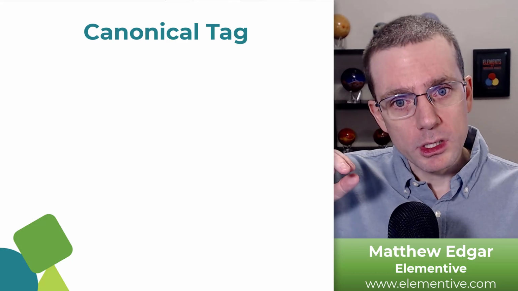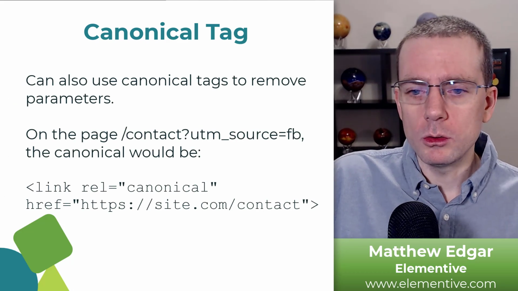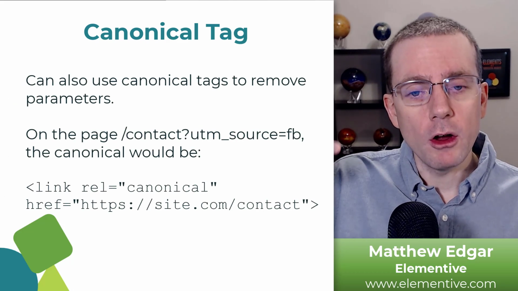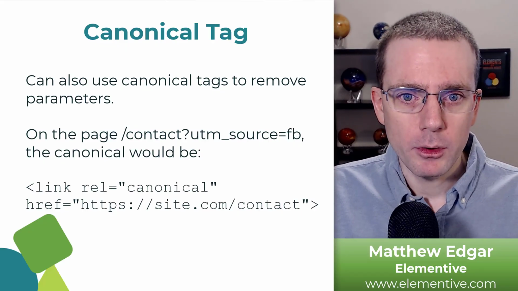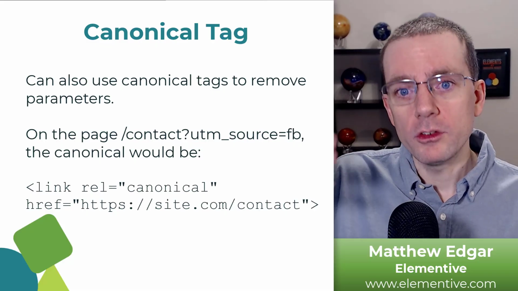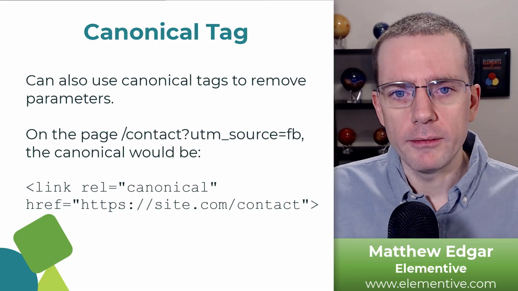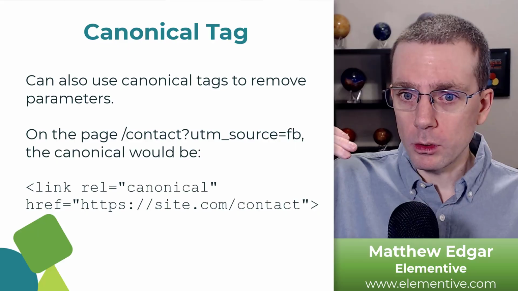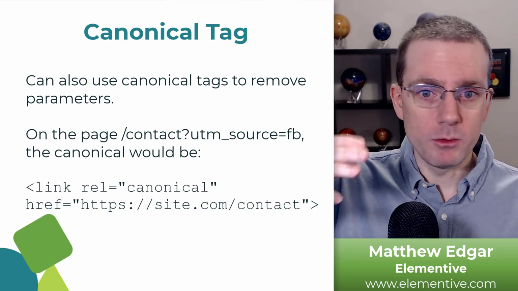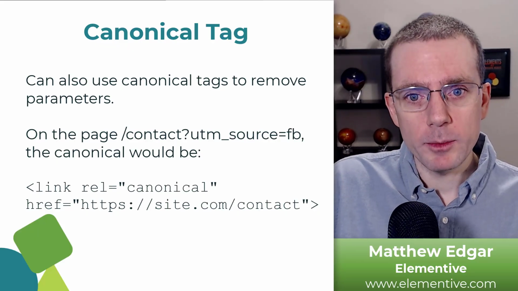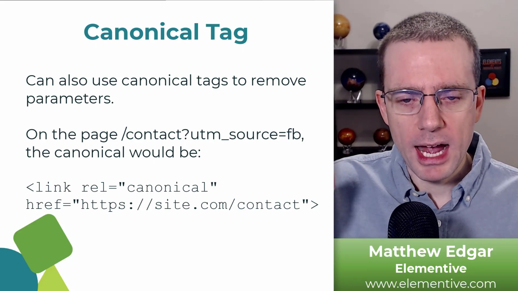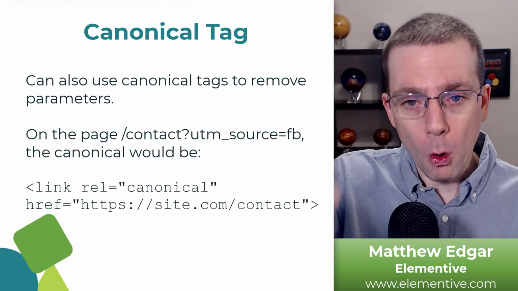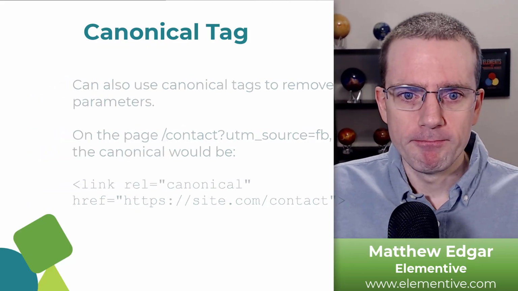But you can also use a canonical tag to remove parameters that are attached to URLs. For example, pages with tracking parameters would canonical to the non-parameter version of that page. So that way, if Google finds a URL with, say, those social media tracking parameters attached, Google would know, oh, I can ignore those social media tracking parameters because the canonical told me to do that.